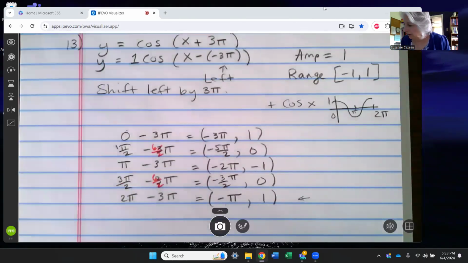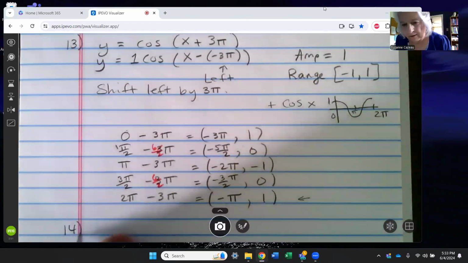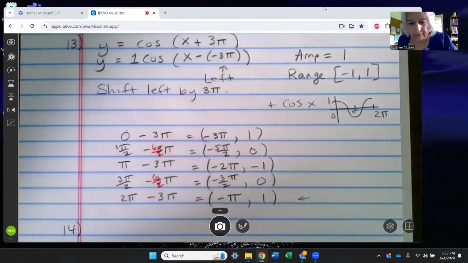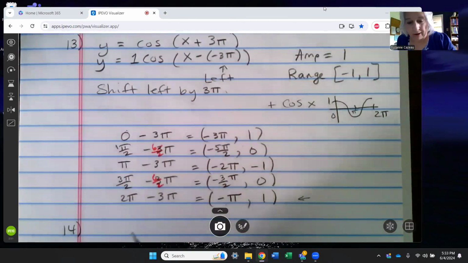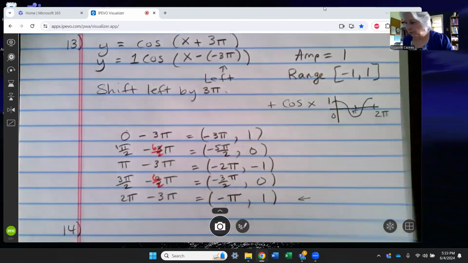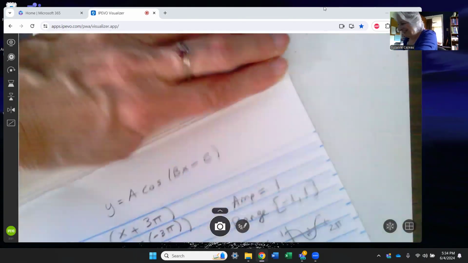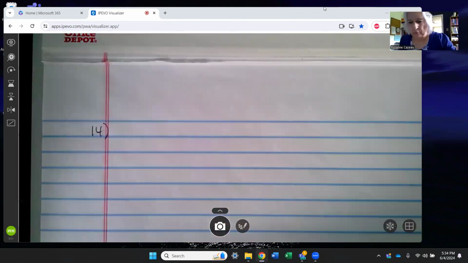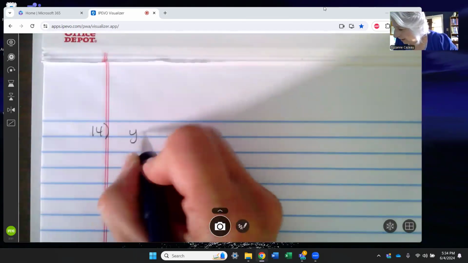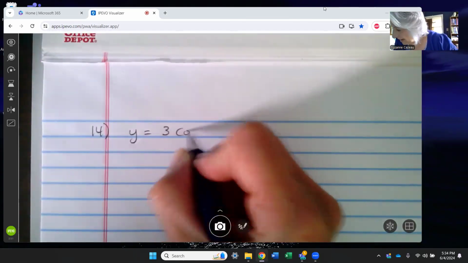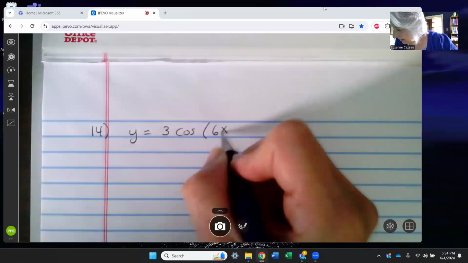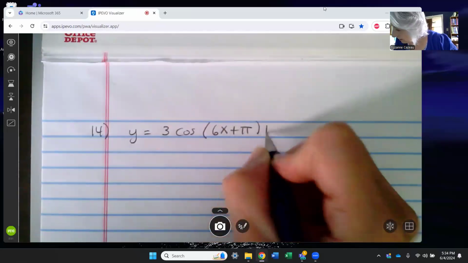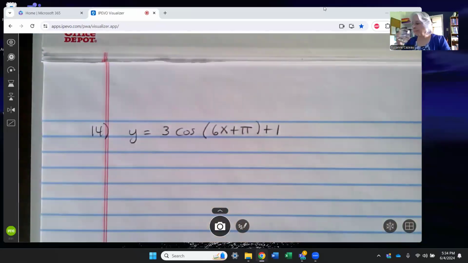Okay, the next one is number 14. We've got something similar, but with more moving parts. Maybe I should start a new page. 14. Yeah, let's start a new page. I just don't want to run out of room. It's y equals 3 cosine of 6x plus pi, plus 1. Okay.